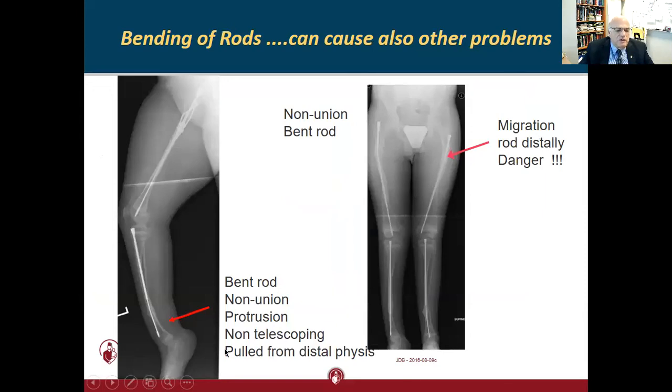Other complications also can happen. Here you can see that there is a bent rod, non-union, protrusion through the cortex, non-telescoping, and pulling through the distal physes.